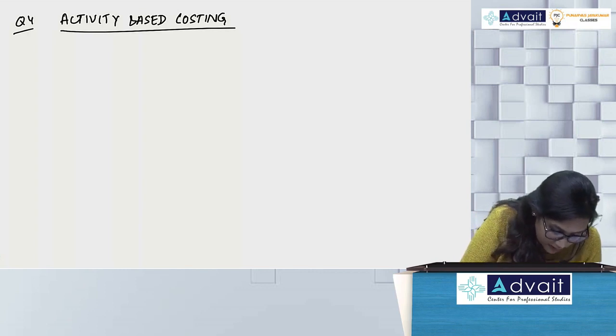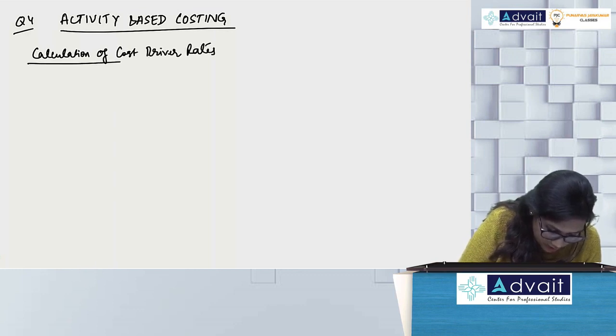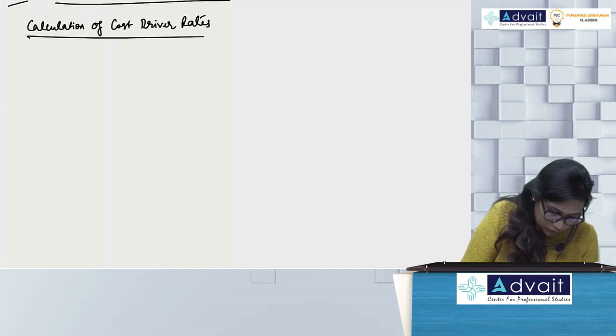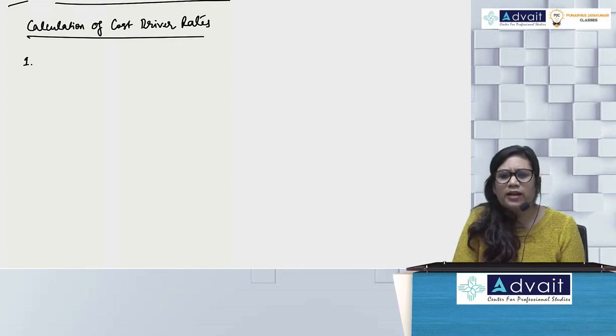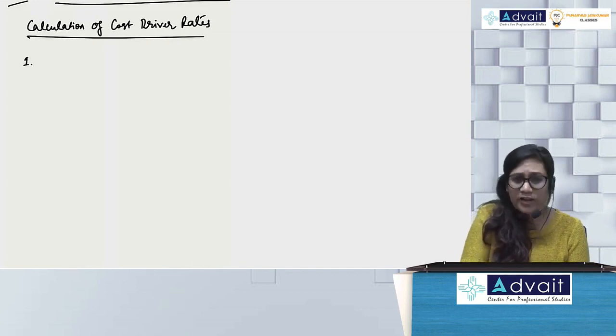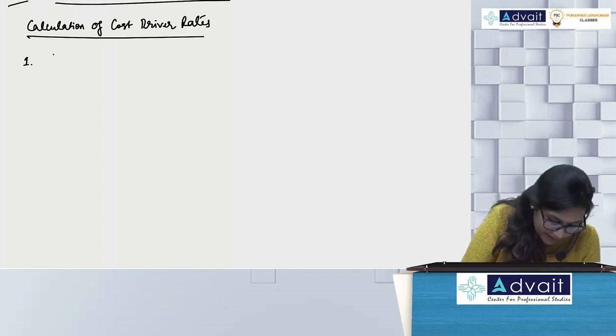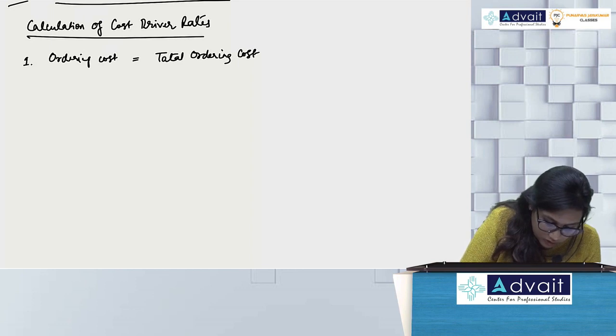So let's calculate. First, calculation of cost driver rates. So first one, guys, bottle returns, do I need to calculate any rate? Not required, because the whole thing will be charged to soft drinks. It is directly traceable to soft drinks, so no need to calculate any rate for bottle returns. We will directly start with ordering cost. So that is total ordering cost divided by total purchase orders.